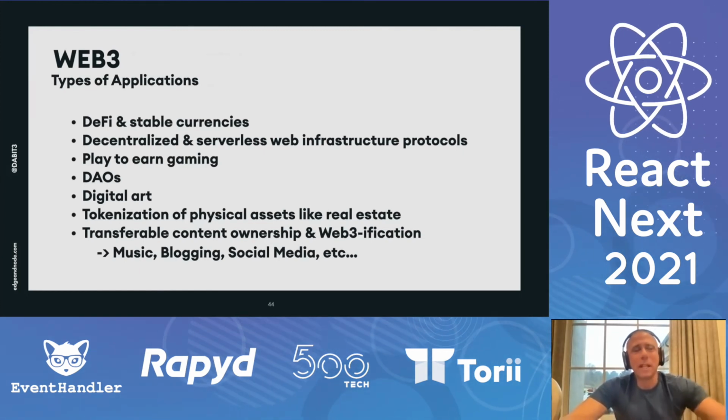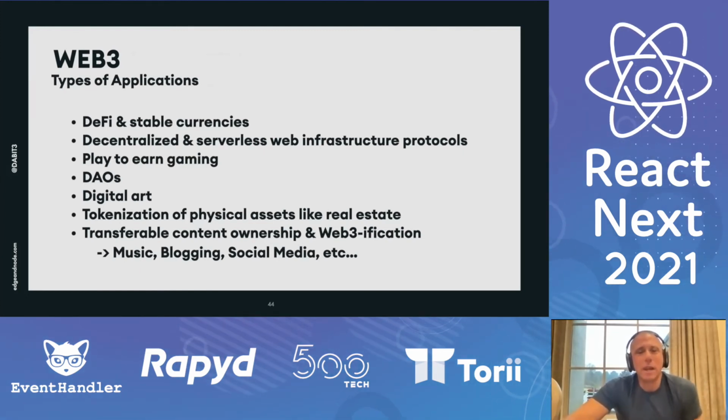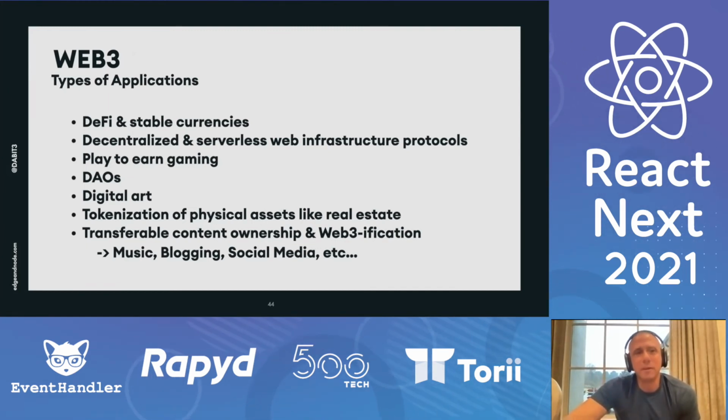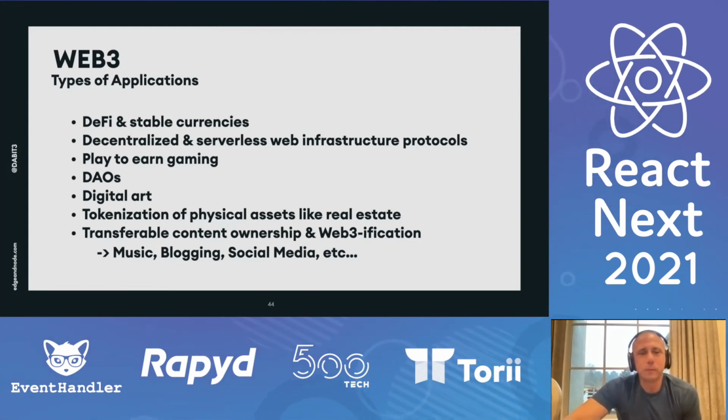So what are the types of applications? Well, I kind of went over some, but these are the categories that I think are most interesting to me. We have DeFi and stable currencies, and using those as primitives to build out different financial applications. We have decentralized and serverless web infrastructure protocols, which I'll show in just a moment. We have play to earn gaming, which I showed some examples of just a second ago.